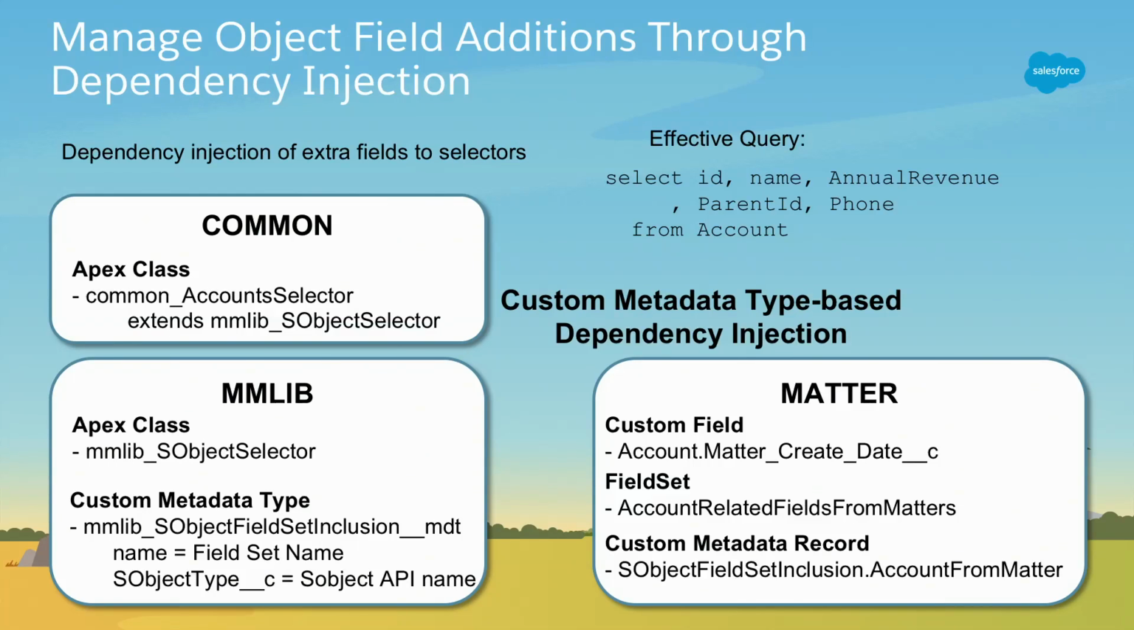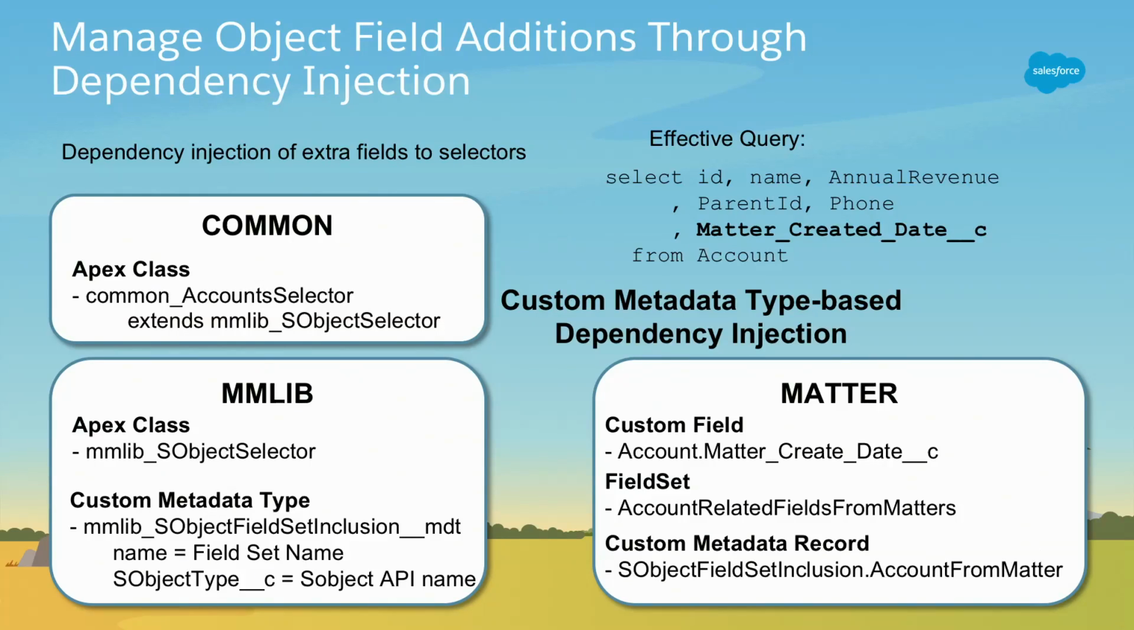So the last change we did was over in the mmlib, the mmlib SObject selector. We modified that so that every time a query is run, it dynamically assembles the fields that are available, and it also scans this custom metadata type. It looks for the records about the specific SObject type that we're dealing with, in this case the account, and it says, okay, I'm going to grab these field sets. And the Apex Commons framework is very good at injecting field sets into a query. And so now we've got an effective query of this every time the common account selector runs.